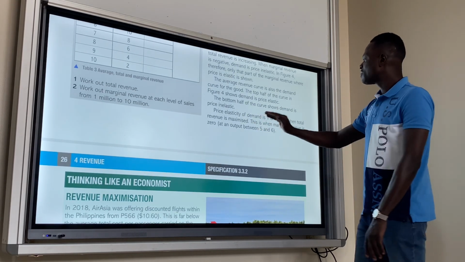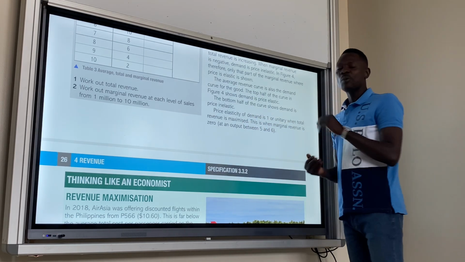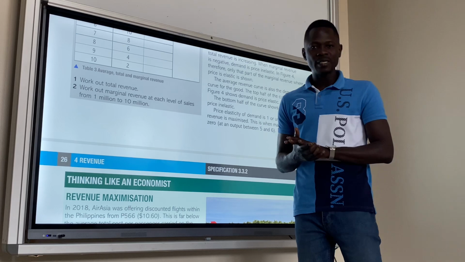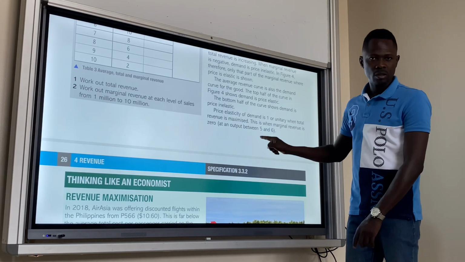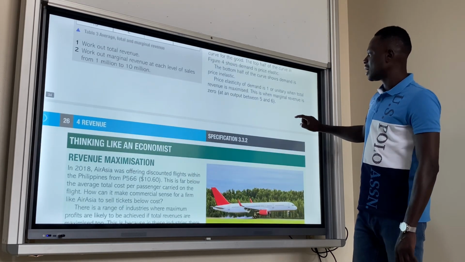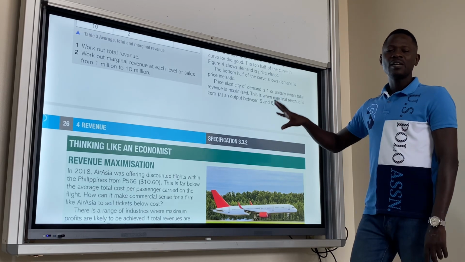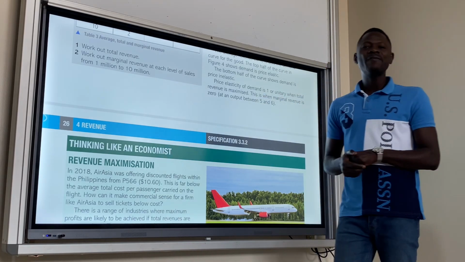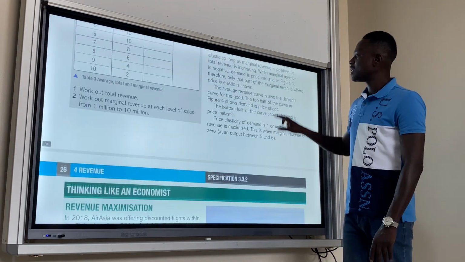So price elasticity of demand is 1, or unitary, when total revenue is maximized. So when we have our total revenue being maximized, it means our price elasticity of demand is 1, or unitary. This is when marginal revenue is 0, at an output between 5 and 6. So when we have our price elasticity of demand to be unitary, it means our marginal revenue is 0. So that's all about revenue and price elasticity.